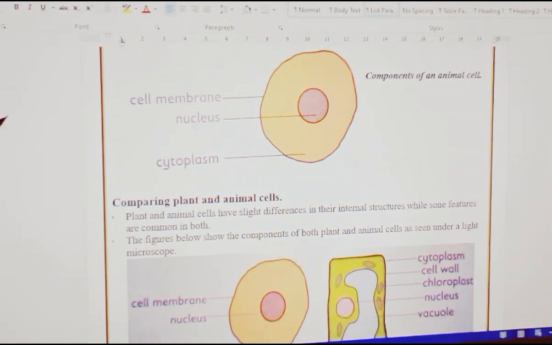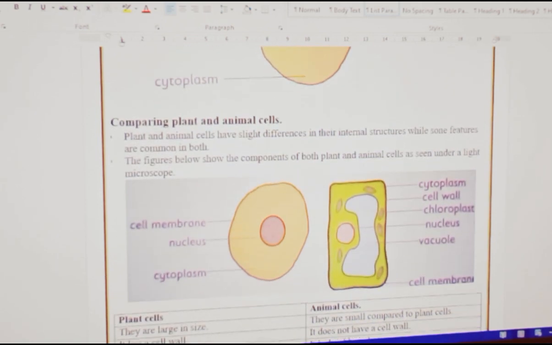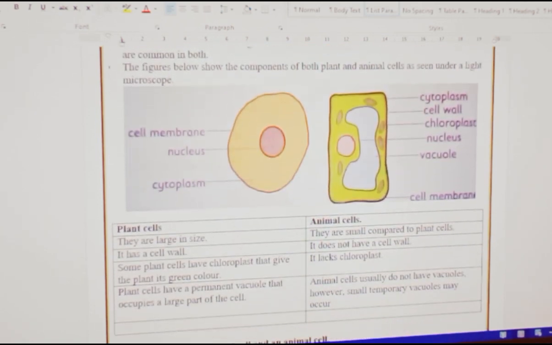So now let's try to compare. The figure below shows the components of both plant and animal cells. Let me move the diagram down so that you can see it clearly. Now we can try and compare.